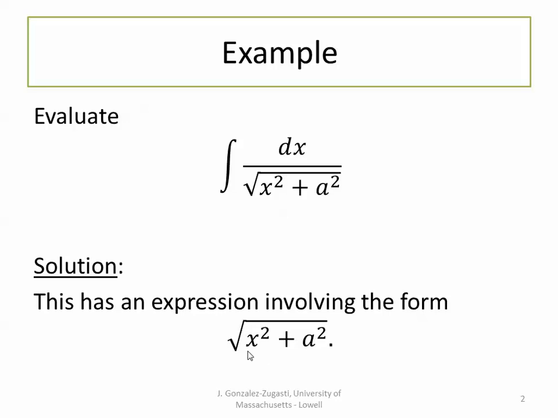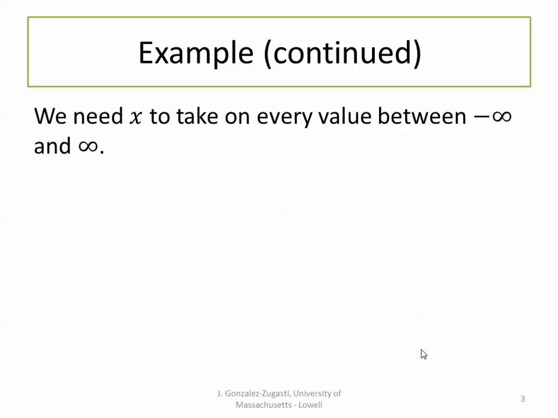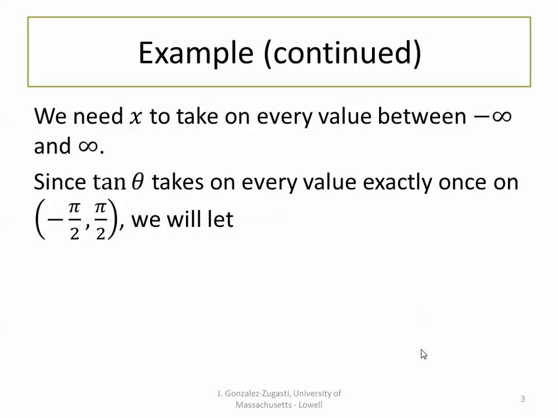Now this time my values for x can be anything. It can be positive, negative, there's no limit because this will always be positive and I'm adding a positive term to it. So since x can take on any value, what function can we use to represent it? Well, the function tangent takes on every value between negative infinity and infinity exactly once on the interval minus pi over 2 to pi over 2. So what we're going to do is let x be equal to a times tangent of theta.